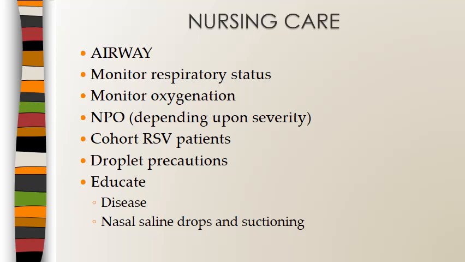If there are groupings of children with RSV, we often cohort them together, or a nurse who is taking care of a child with RSV will not be taking care of a child who has some immunocompromise because we don't want to risk the possibility of transferring that disease. These children will be put on contact and droplet precautions, and we need to educate parents about the disease and also about how to keep their airways open through using nasal saline drops and suctioning.